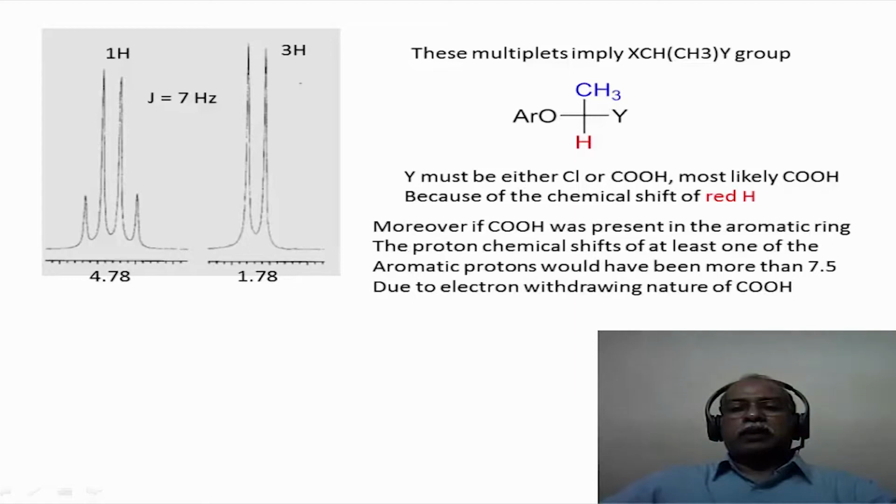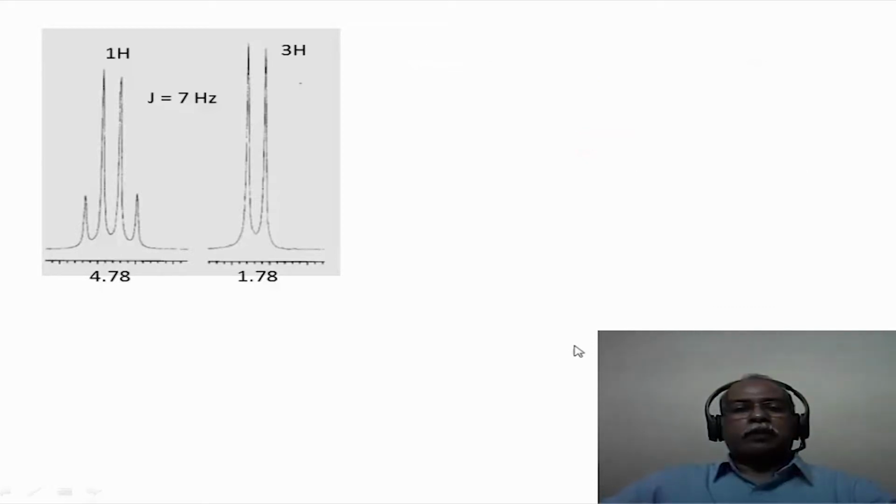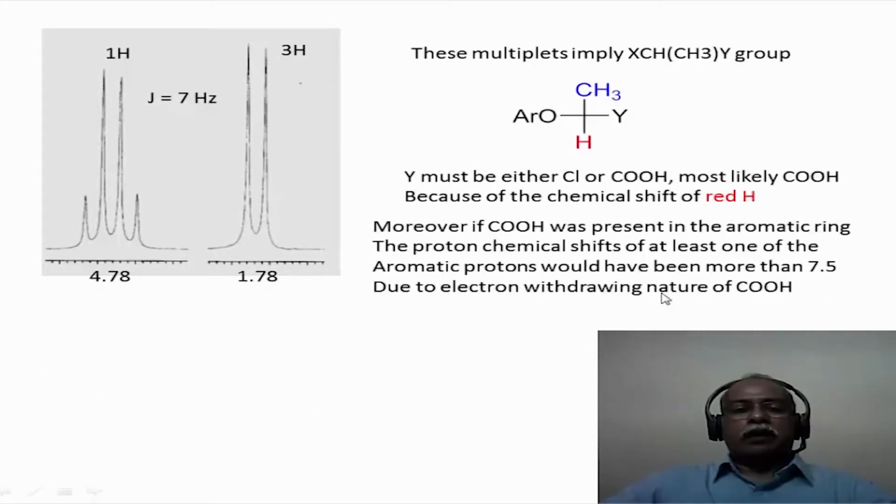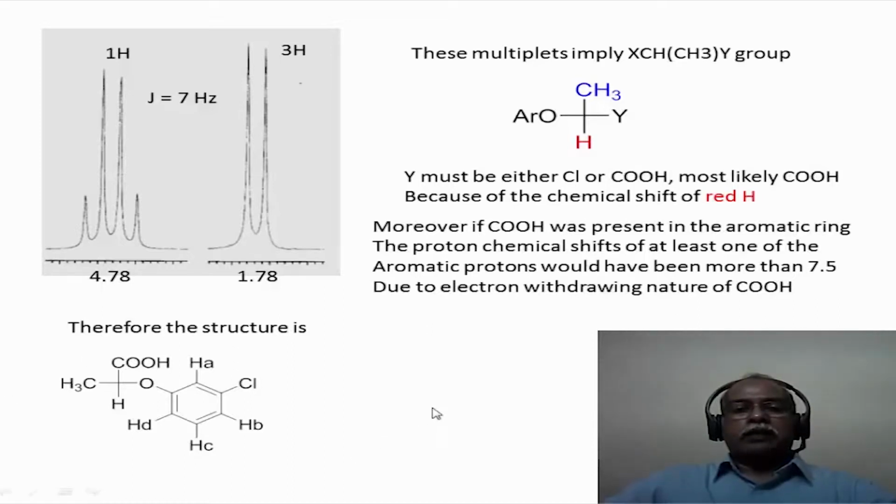If there is another electron withdrawing functional group like the COOH attached, then it is likely to come at 4.78. Moreover, if the carboxy functional group is attached to the aromatic ring, that will essentially have one of the hydrogens at least de-shielded to coming around 7.5 ppm, but there are no signals around 7.5 ppm. You can see here the signal stops around 7.25 or so. So the carboxylic acid cannot be attached to the aromatic ring, it can only be attached to the side chain. So the chlorine is attached to the aromatic ring and the carboxylic acid group is attached to the side chain in this particular case. So the molecule is actually metachlorophenoxypropionic acid is the molecule that we are referring to.